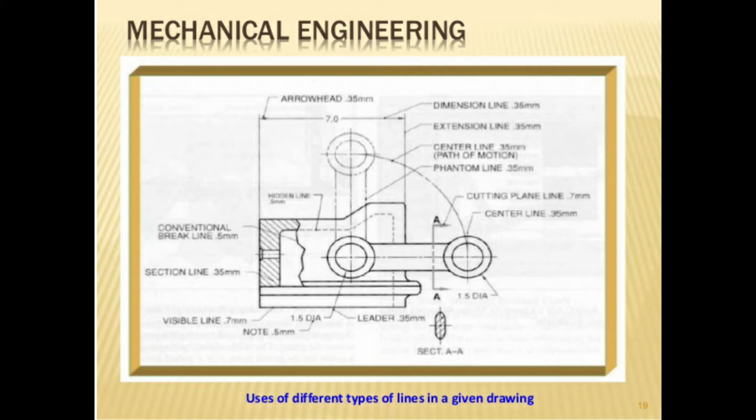First is the conventional break line. See, this is the conventional break line used over here. This is the conventional break line, and then the section line. The conventional break line is used to show that the object is cut from here, and this is the break portion, so that we can see the inside portion, and this break line is a continuous line. The object is continuous over there. That's why we are using the conventional break line.